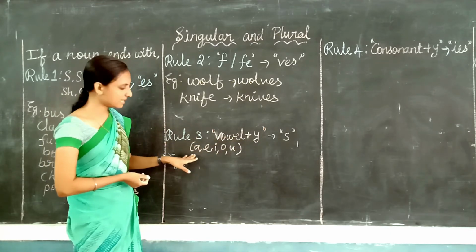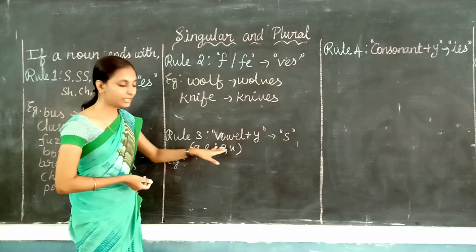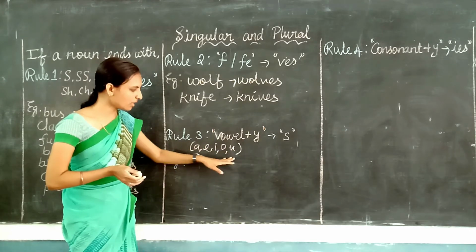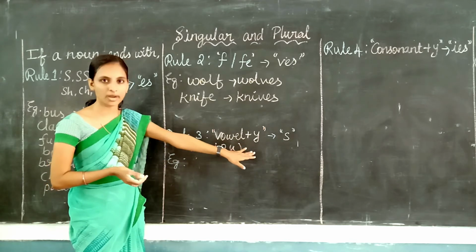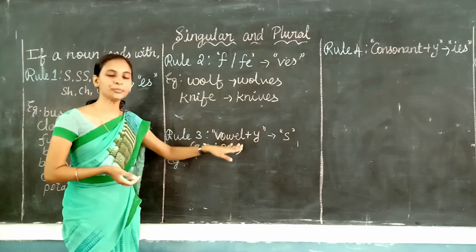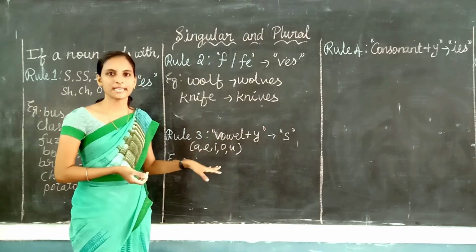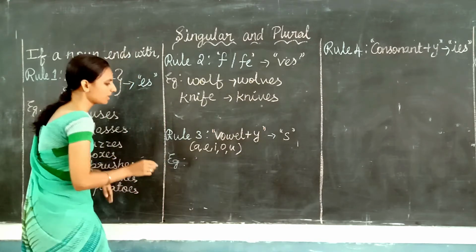These five letters, that is a, e, i, o, u, are the vowels. If a noun ends with any one of these vowels plus y, then we are not going to make any changes in the plural form. Directly we are going to add s. We'll see an example for your understanding.